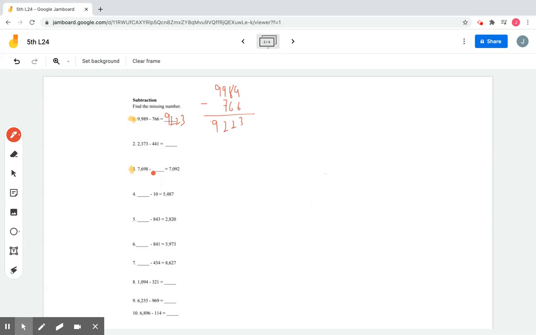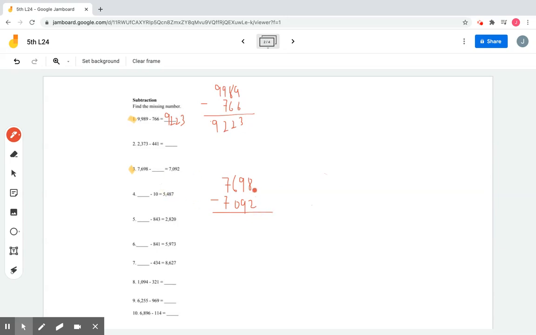Alright, and the next one is number 3. 7,698 minus missing number equals 7,092. So we don't know this number here. In order to find that, we're going to subtract 7,092 from this number. So the equation will be 7,698 minus 7,092, because we don't know how much we subtracted it by.